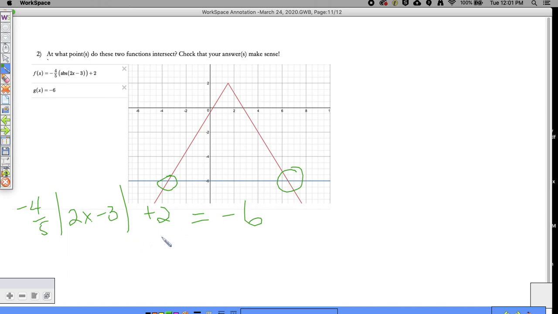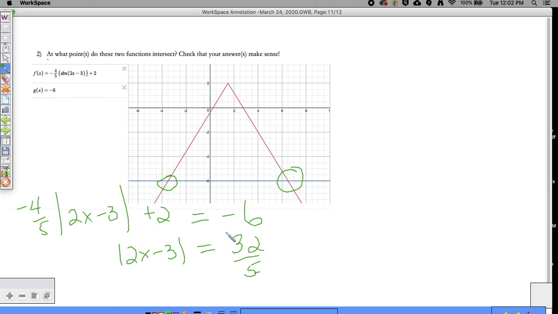First step is we're going to subtract 2 from both sides to give us -8, and then multiply both sides by 4/5. So I'm going to have the absolute value of 2x minus 3 is equal to -8 times 4/5. So that's negative. So that's 32/5, I believe, right? Yeah, so it's going to be 32/5.